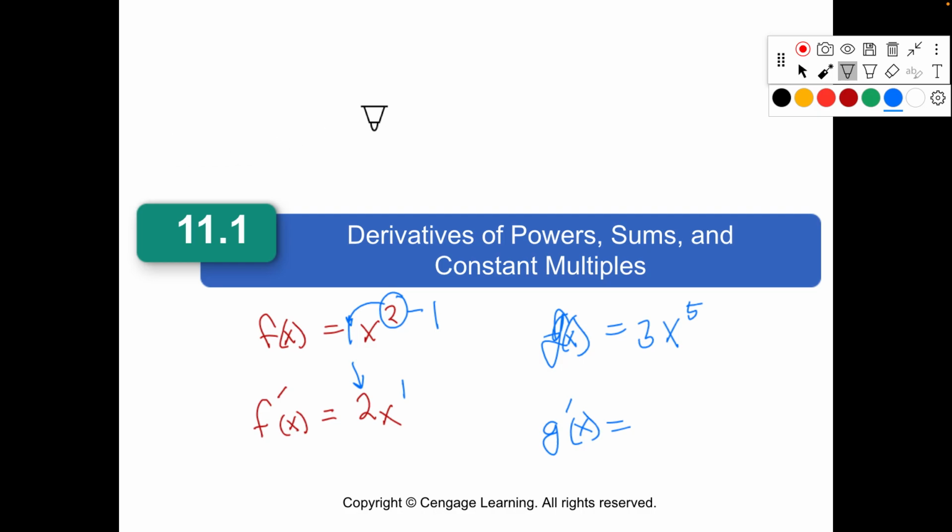So we'll change colors here. Again, the process is take the exponent, bring it down and multiply. So we're going to get 15, and then subtract 1 from the exponent, 15x to the 4th. You are now experts at taking derivatives. Okay. This whole lesson, that's basically what we're going to do.